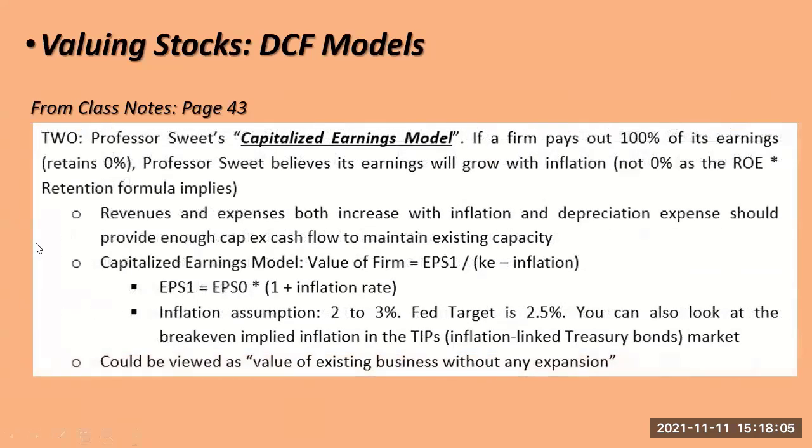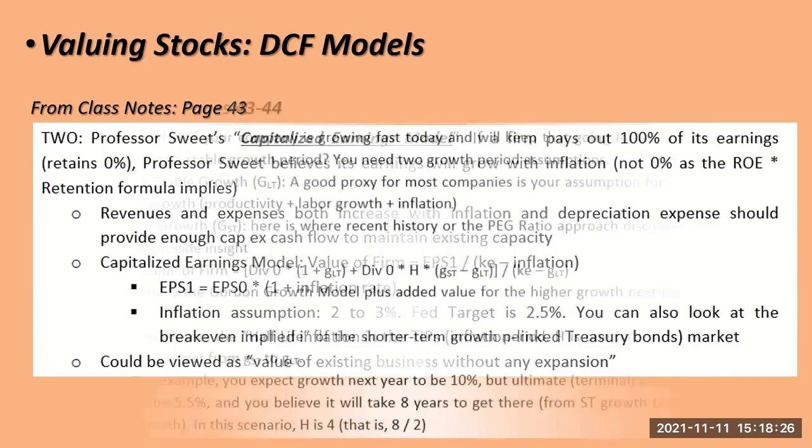Capitalized earnings is my model. We talked about that one where we're just trying to figure out the existing business. So instead of dividends, we use earnings. Instead of growth, we use inflation. We just want to know what is the existing business worth. So you have to come up with an inflation rate, but guess what you did in paper three? You came up with inflation rates. So you've got that number already there, no reason to switch it.